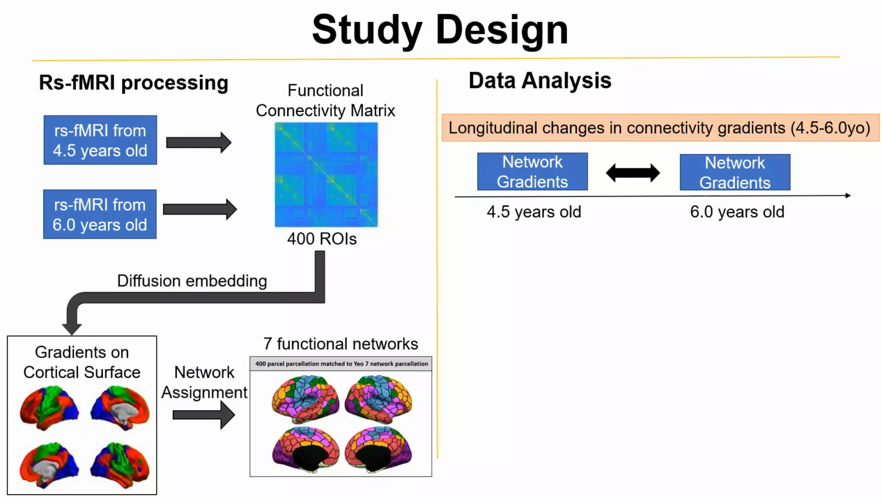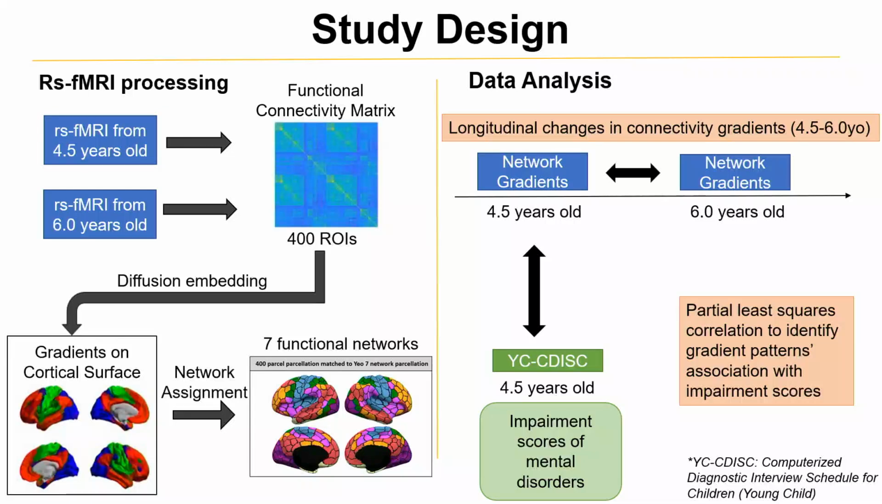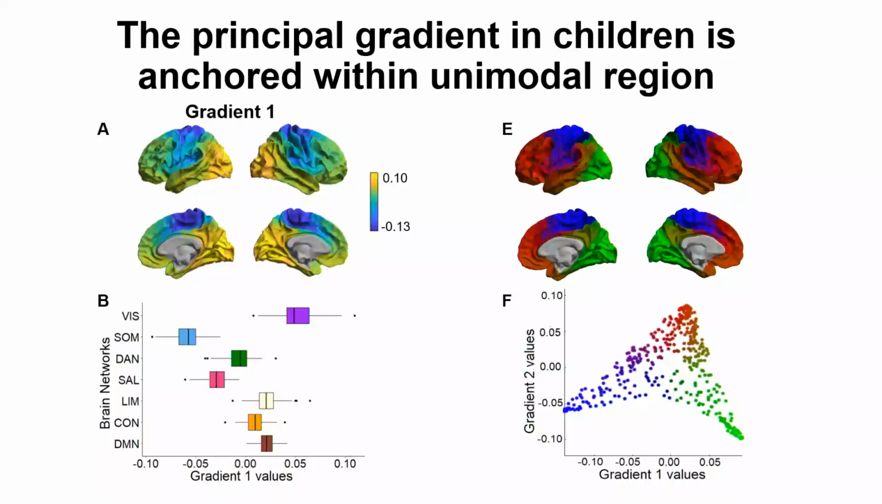We'll be using the currently available questionnaire data at 4 or 5 years old, which assesses a few common psychiatric diagnoses, and correlate them with the gradient patterns using the multivariate partial least squares approach. So now I move on to the results section.